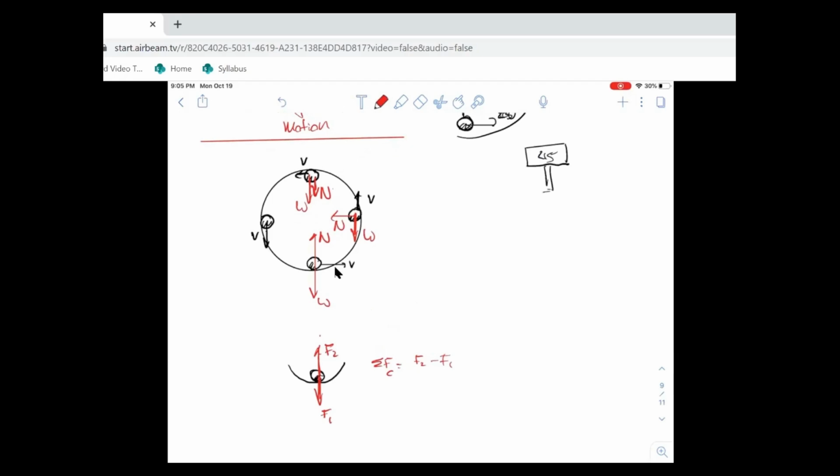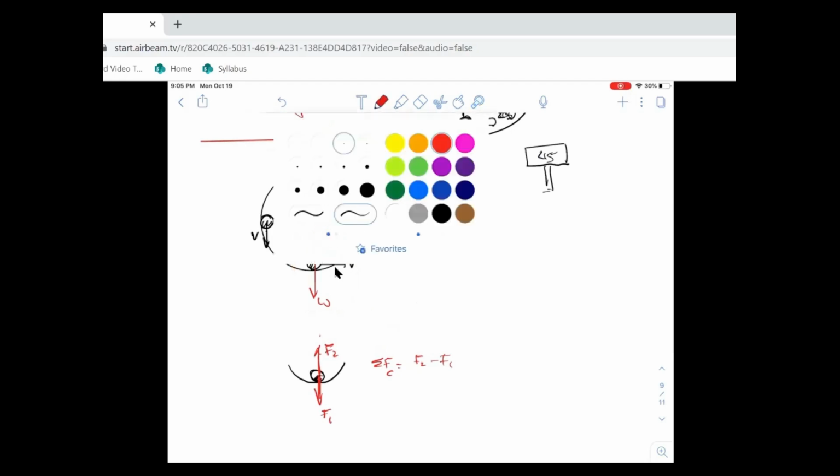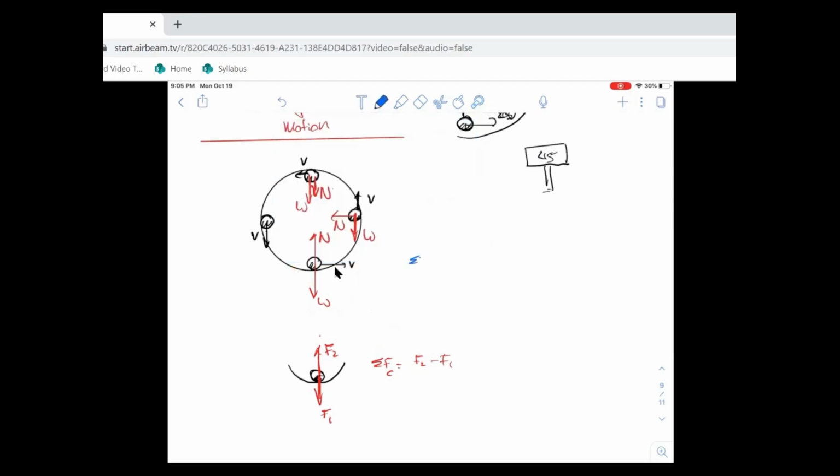All right, so if that's the case, let's take a look at the forces here. Look at the centripetal force in this case. So N is going to be directed towards the center, so this is going to be positive. W is directed away from the center, so this is going to be negative. All right, so this represents this case. All right, so that's that. Got it?